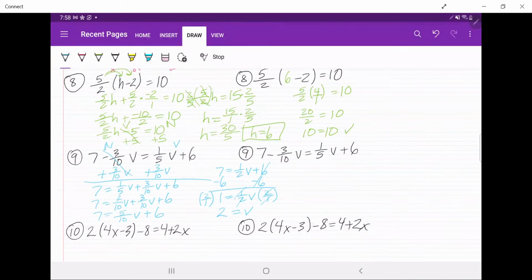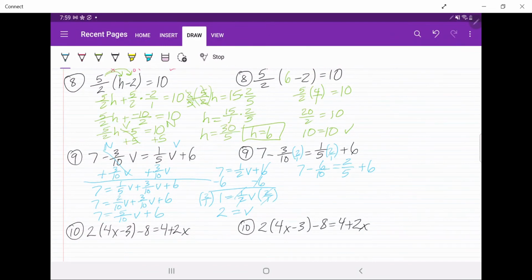So instead of writing v, I'm going to write the answer 2 and plug it into the equation. So if we simplify this problem, when we check our work, we bring down the 7 minus 3 times 2, which will give us 6. Remember, it's 2 over 1, okay? So 3 times 2 is 6, and then 10 times 1 is 10. And that's equal to 1 times 2 is 2, and 5 times 1 is 5, plus 6.